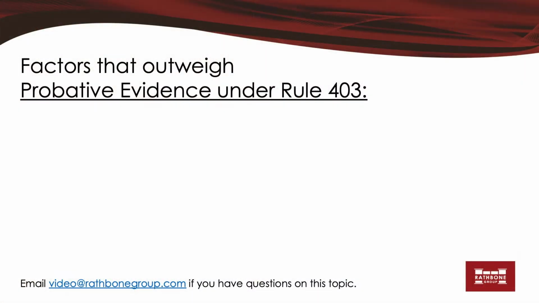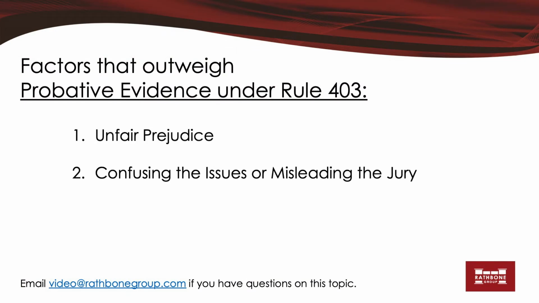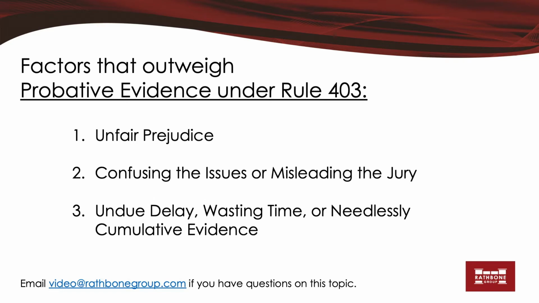Now, even if evidence is relevant, the court may still exclude it. And the basis for this is that the probative value of the evidence, its ability to help the jury, is going to be outweighed by another factor. These factors under Rule 403 are unfair prejudice, confusing the issues, misleading the jury, undue delay, wasting time, or needlessly cumulative evidence. Let's tackle each of these things in 3 different parts.